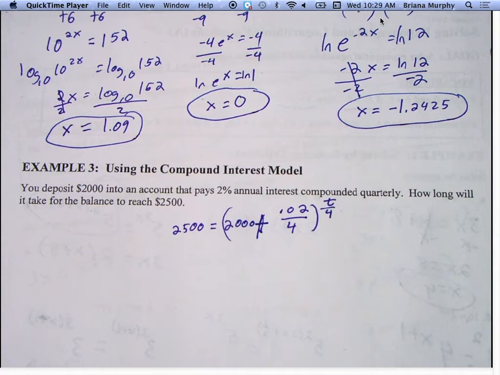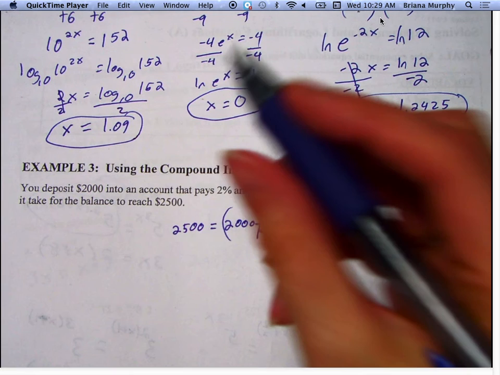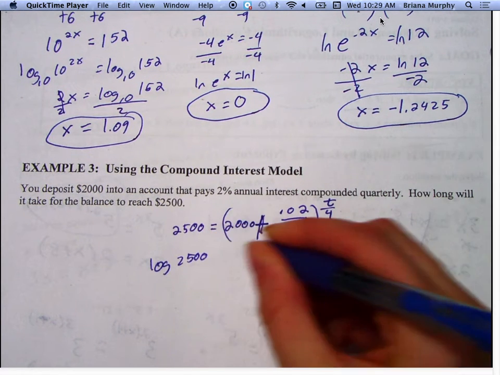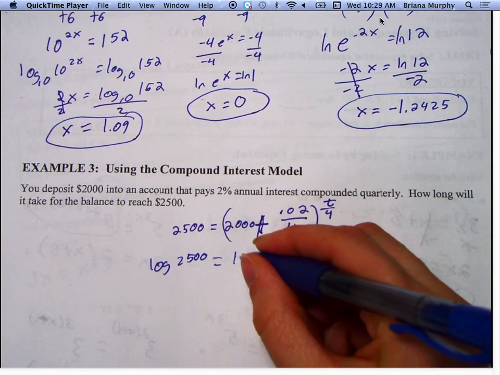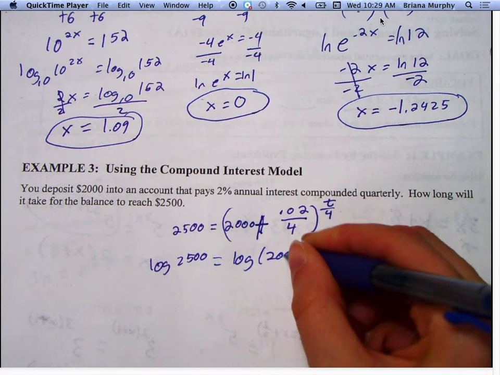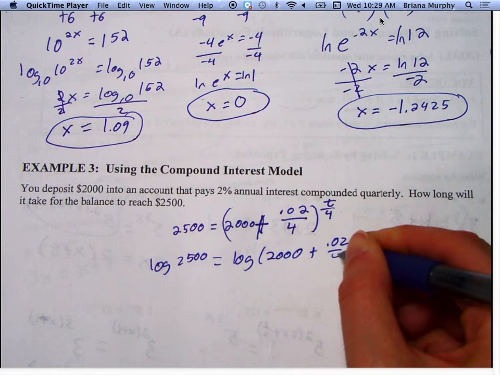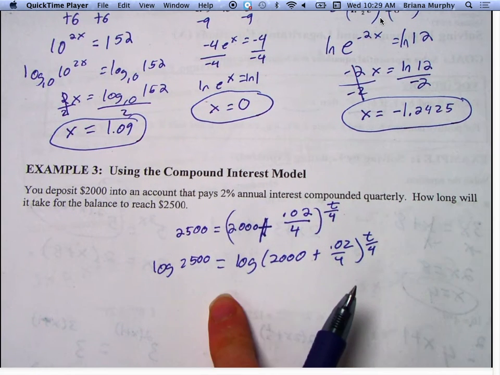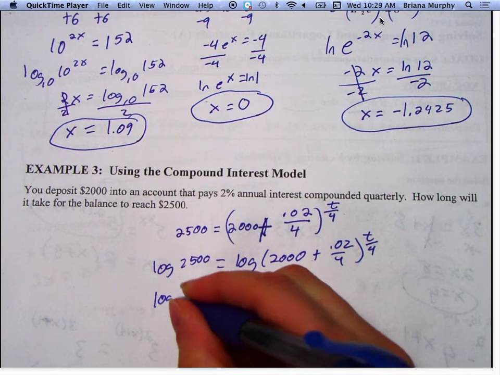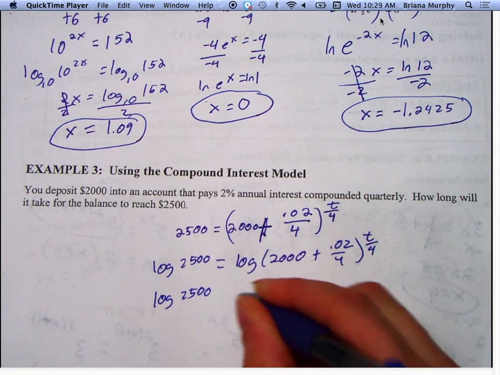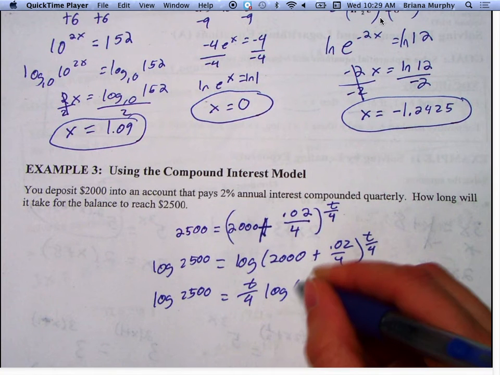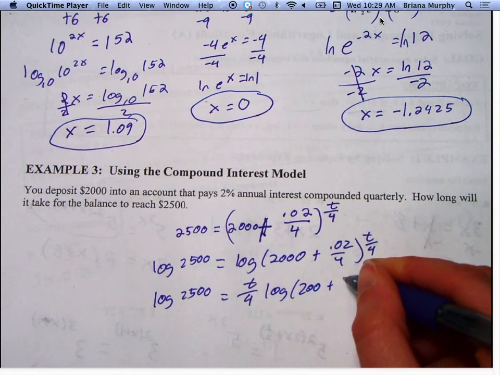Okay? Yep. So, now we're going to take the log of both sides. Log of 2,500, and we're going to take log base 10. And log of 2,000 times 1 plus 0.02 over 4 to the t over 4. Okay? So our first step is we're going to do the power rule to get the t over 4 in the front. So log 2,500 equals t over 4 times log of 2,000 times 1 plus 0.02 over 4.